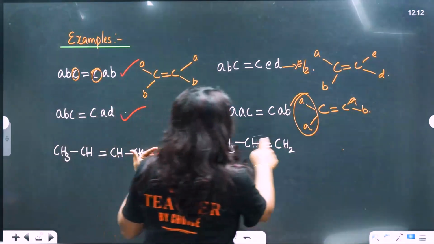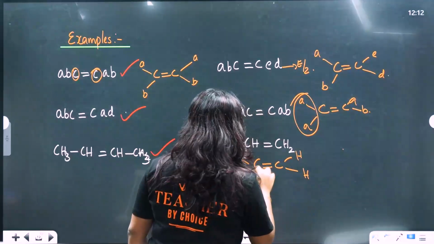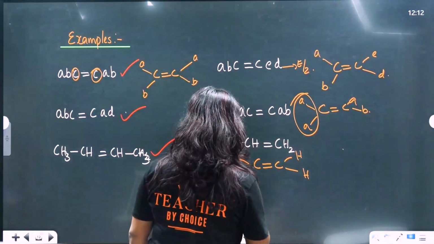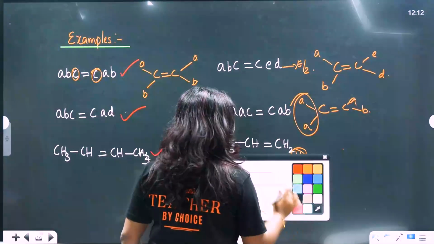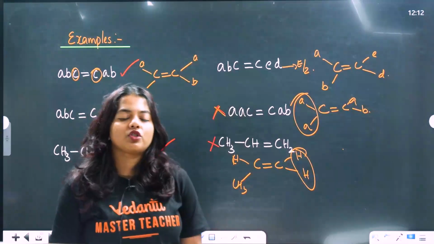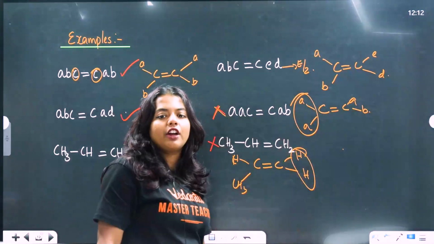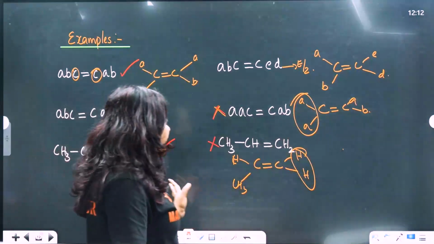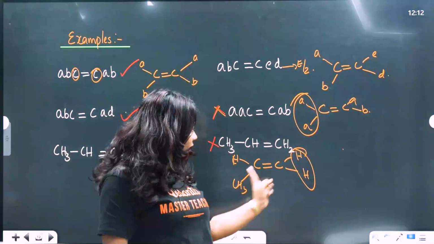Next one is C double bond C with two hydrogens and CH3, which means they are also in the same position, so they won't show this particular isomerism. You can just check it like this: same position, same side. They do not come under any category; cis or trans will not arise. Look at this, it also won't arise.